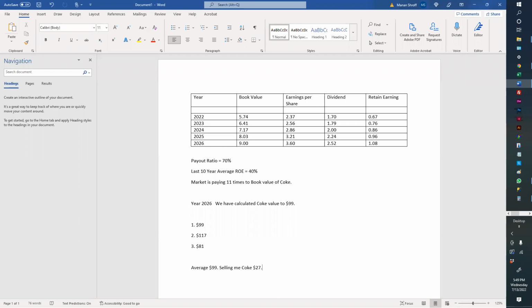I know that people are drinking the same amount of Coke. I know that Coke is still making more money. I know the Coke balance sheet is good. It's just the market. The market is very, very pessimistic, and the market says, oh, take my Coke share for $27. You will not find Coke trading at $27 in 2026.